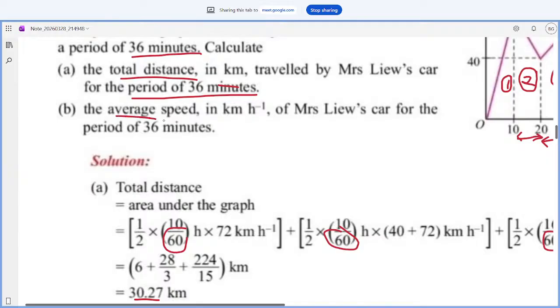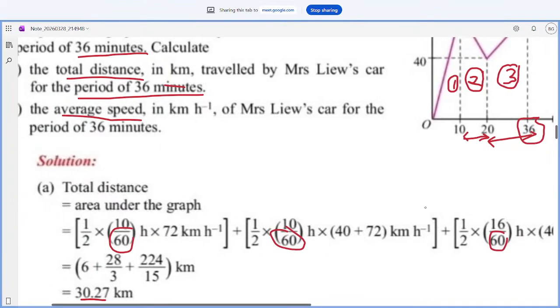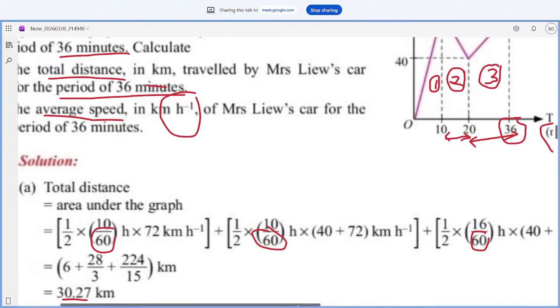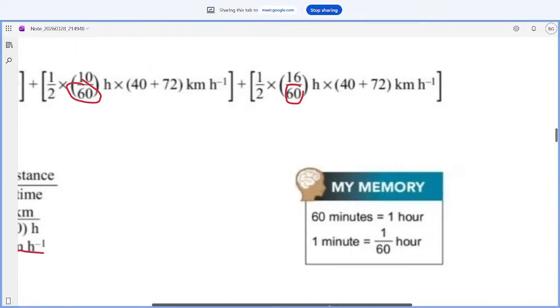Okay, so next one, average speed. Average speed, same concept. Total distance divided by total time. Jumlah jarak 30.27. Total time 36. But in hours. Okay, you need to convert 36 bahagi 60. Convert minutes to hours. So this is the answer. You should get 50.45 km per hour. Simple, guys. This question, jelas.